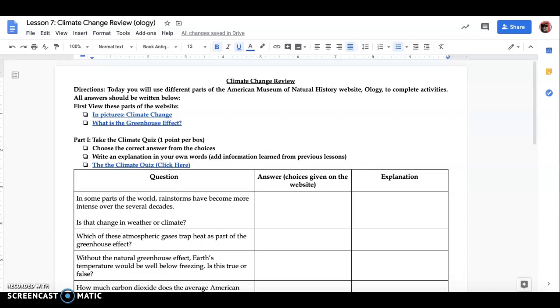Good morning. So, over the last week or so, we've been working on climate change lessons. Hopefully, 2 days ago, you finished the last of the WebQuest tasks. And yesterday, hopefully, you worked on the IXL lesson as well.